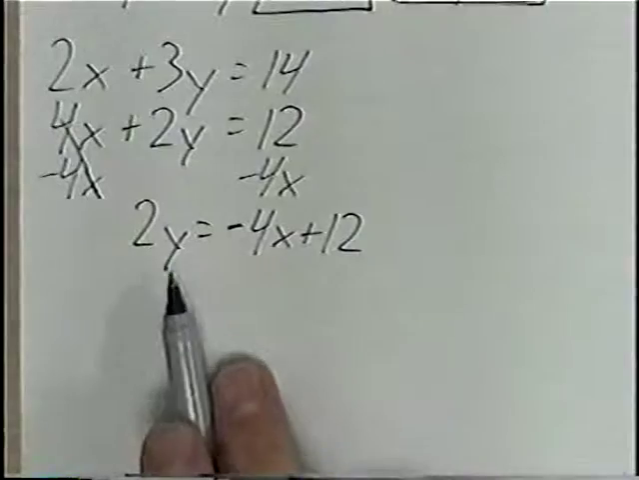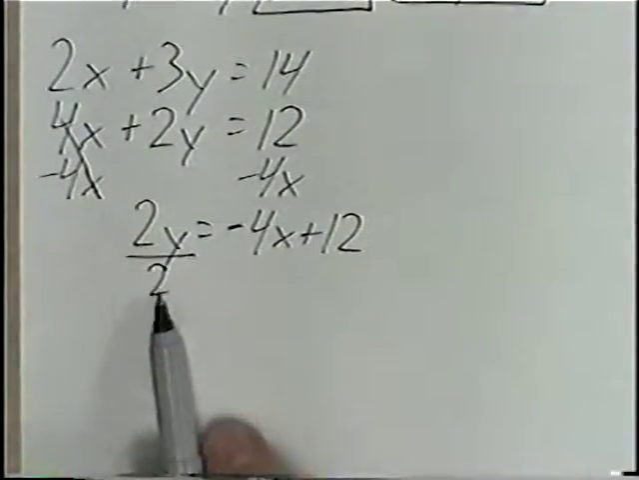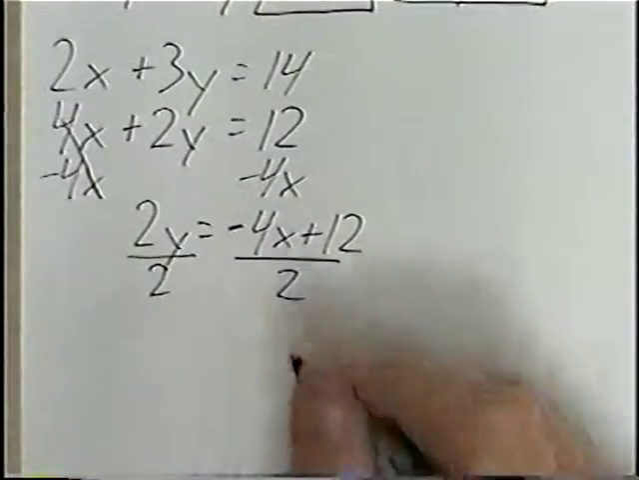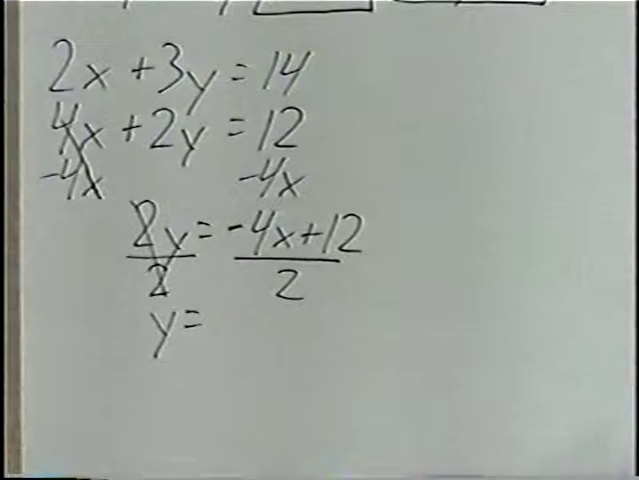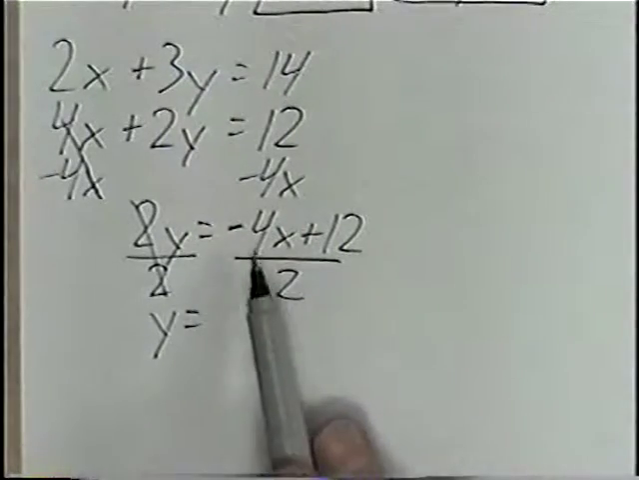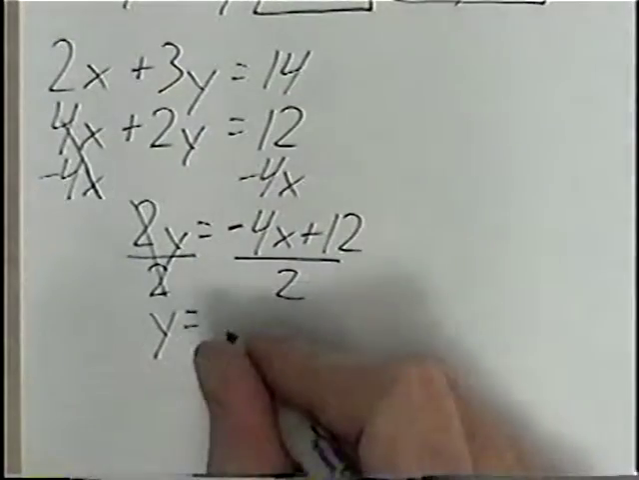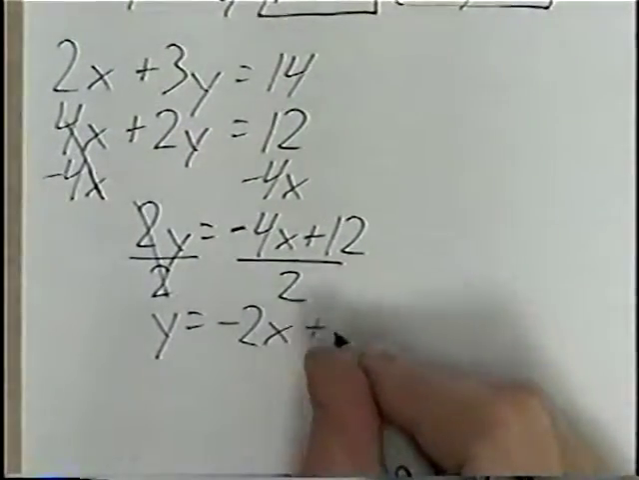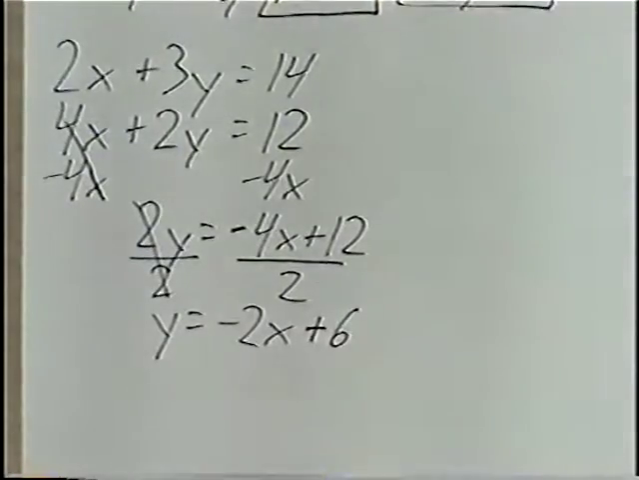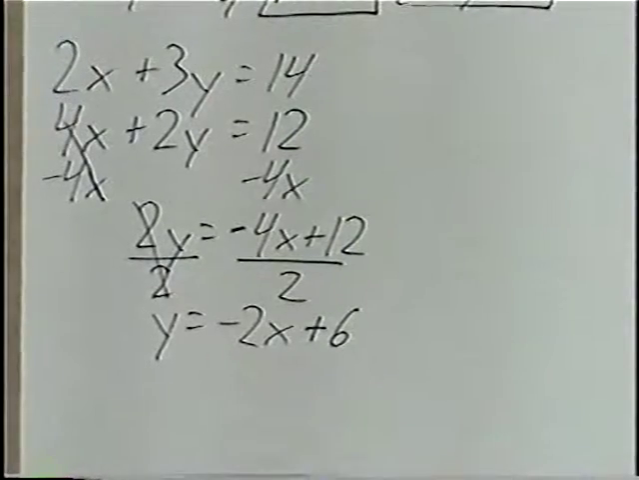And again, solving for y to get y by itself, we can get rid of the 2 in front. It's multiplying by 2, so we can divide by 2. And we'll get an equation we can use for substitution, which would be y equals, dividing each number by 2, negative 4 divided by 2 would be negative 2x, and 12 divided by 2 would be 6. So we have an equation that we can use for substitution, y equals negative 2x plus 6.